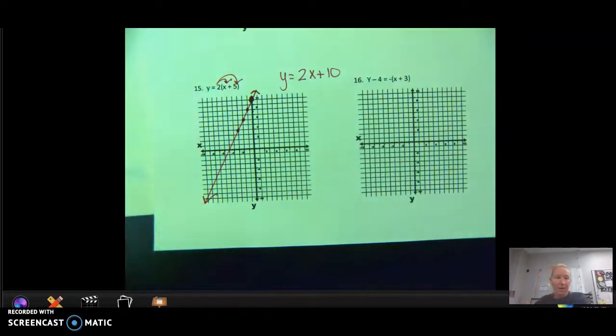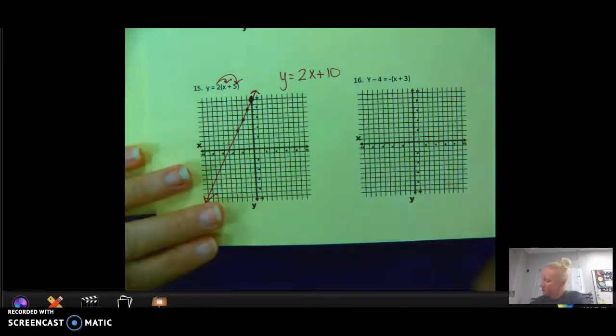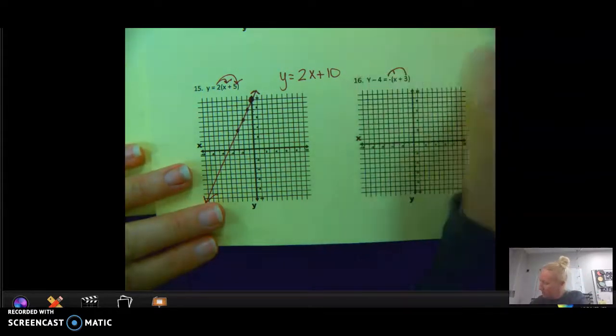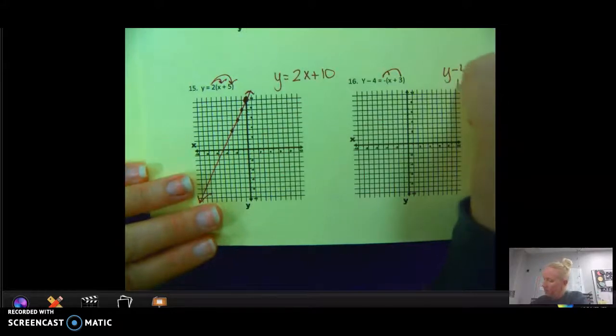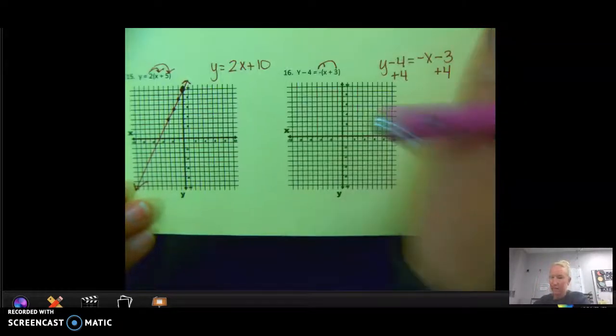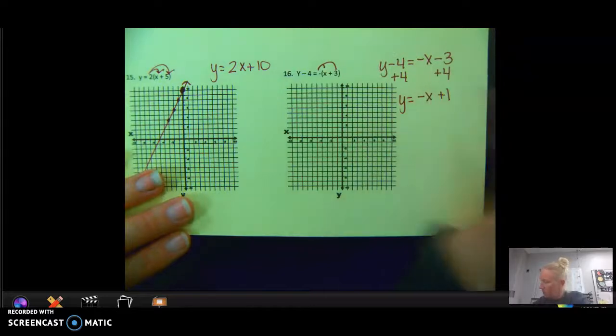Okay. There's that equation. Go ahead and pause me. Try 16 on your own, and then unpause me when you're done. I'm going to first distribute. So y minus 4 equals negative x minus 3. I'm going to get y by itself, so I'm going to add 4 to both sides. Remember, what I do to one side, I have to do to the other. I get y equals negative x plus 1.